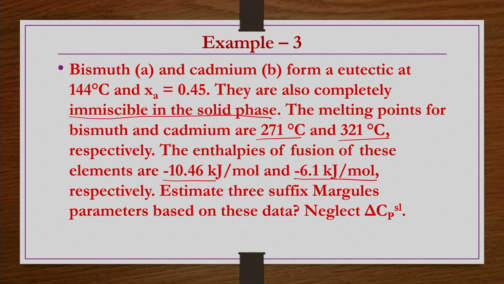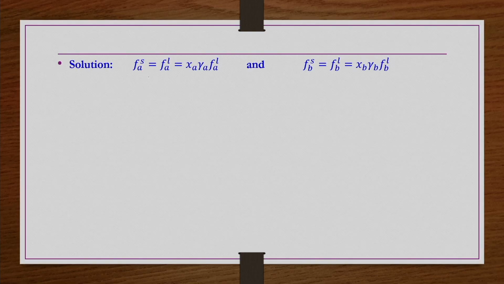Let us say the liquid phase non-ideality we describe by the 3-suffix Margules equation, whatever the 3-suffix Margules parameters A and B are, that you have to find out. Neglect delta CpSL, that is Cps minus Cpl is 0. So it is a pure solid system, those equations we have to take, pure solids in equilibrium with liquid. So fAS is equal to Xa gamma A fAL and fBS is equal to XB gamma B fBL.